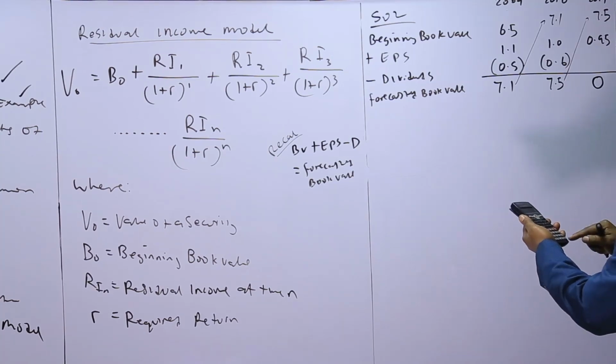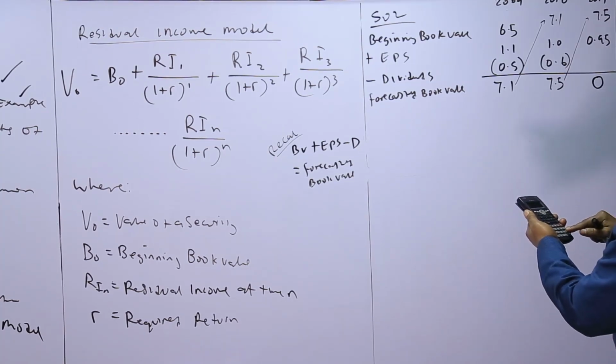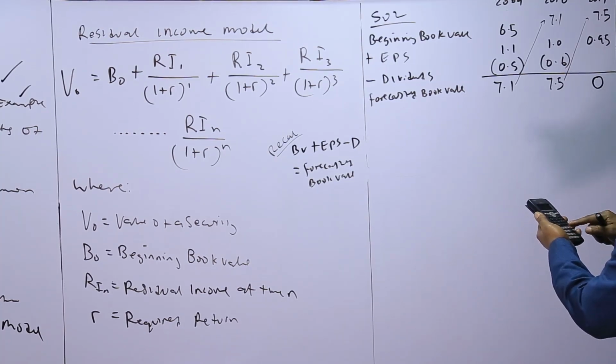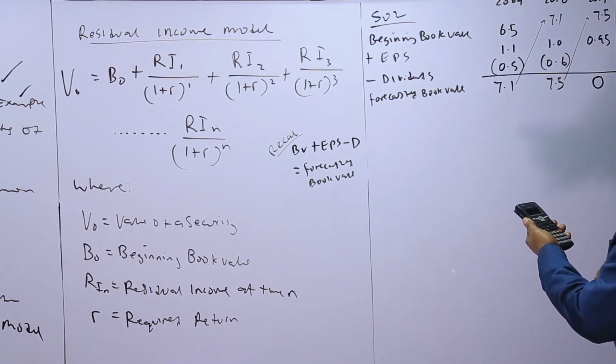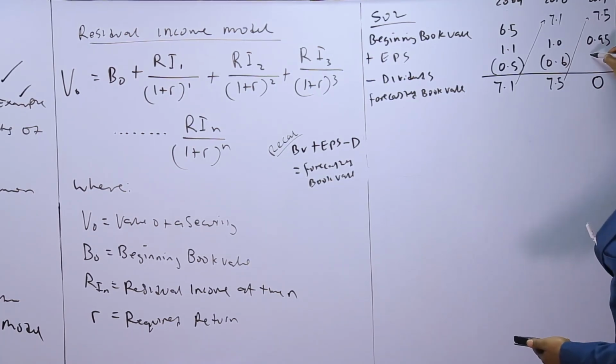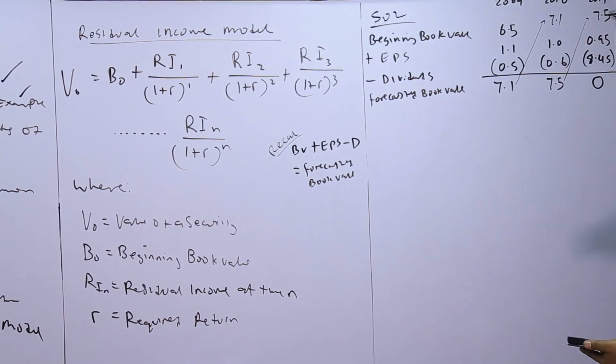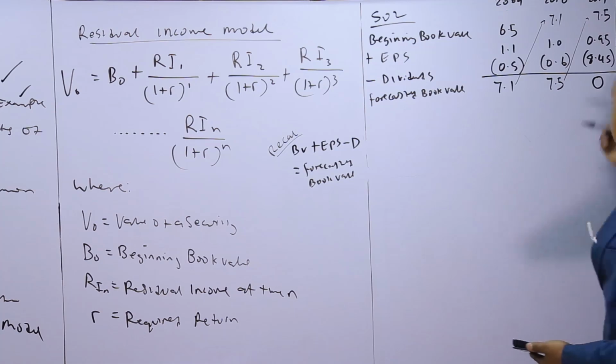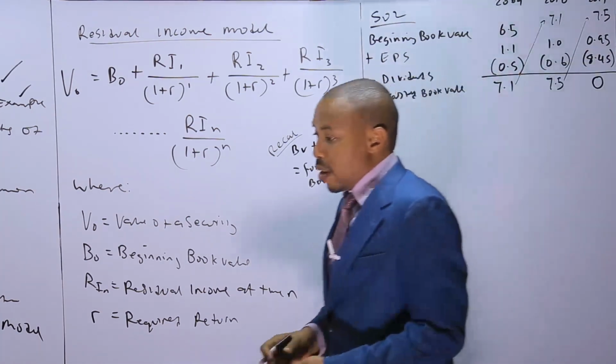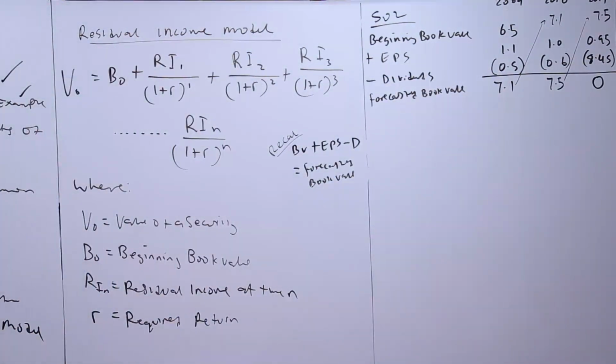So we are saying it will be 7.5 plus 0.95, we get 8.45. So it should be 8.45, which should be added there. So this component plus this one minus this 8.45 should give us 0. So it should pay out its entire book value in form of dividends.